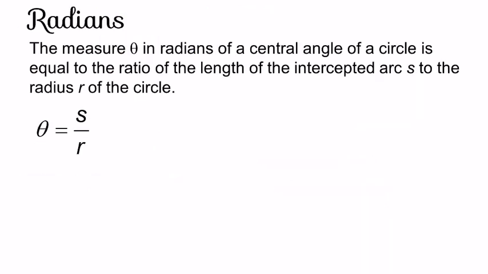Okay, so the next thing that we're going to look at is the radian measure, and it's just another way to measure an angle. So it says the measure theta in radians of a central angle of a circle is equal to the ratio of the length of the intercepted arc s to the radius of the circle. So this radian measurement is equal to the ratio of the arc divided by the radius of the circle. So I'm going to show you a little graphic here that will help explain, and I'll talk you through it.